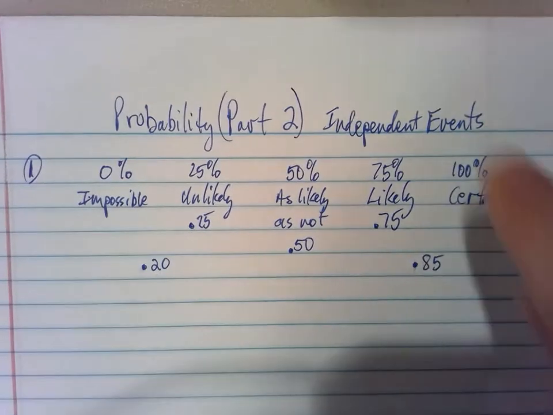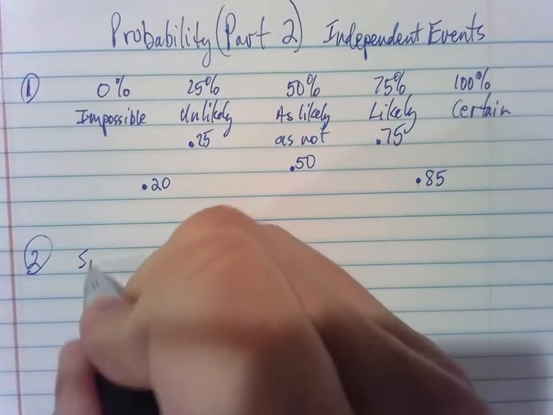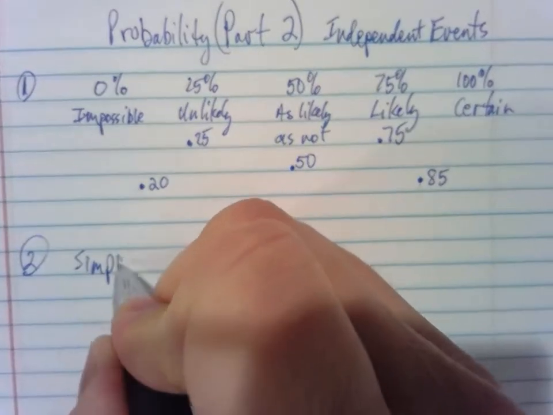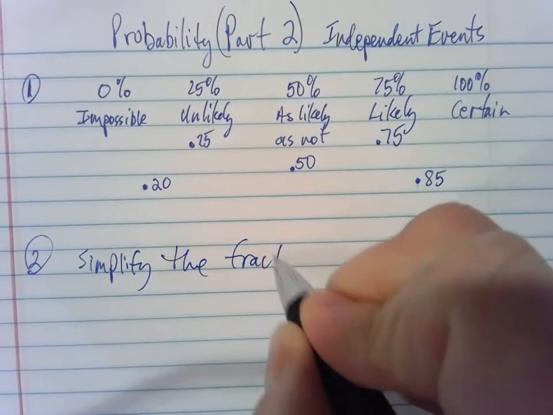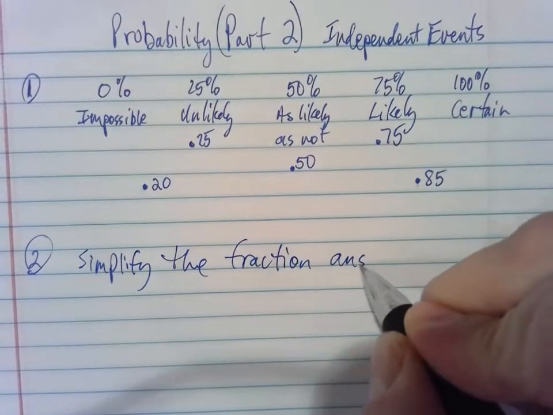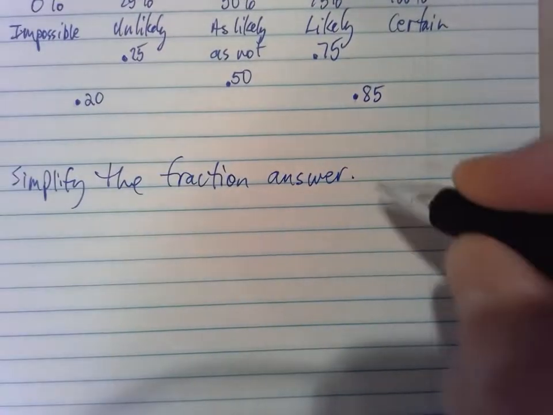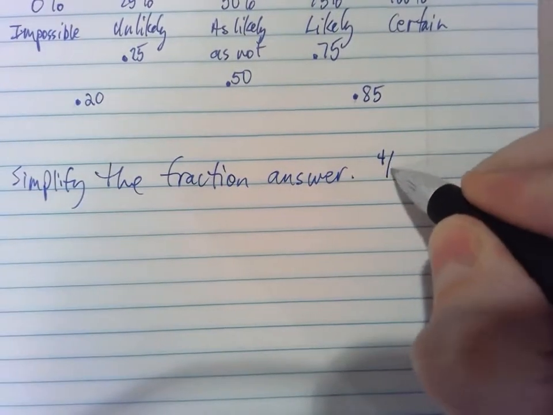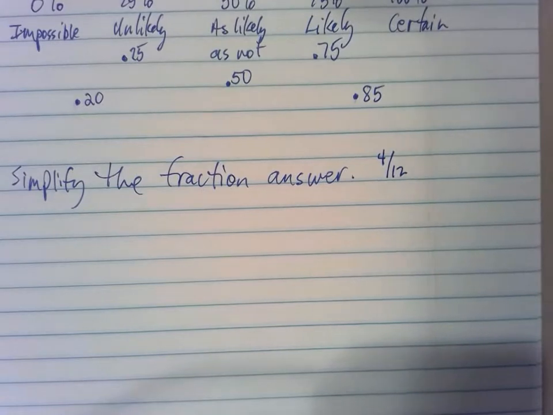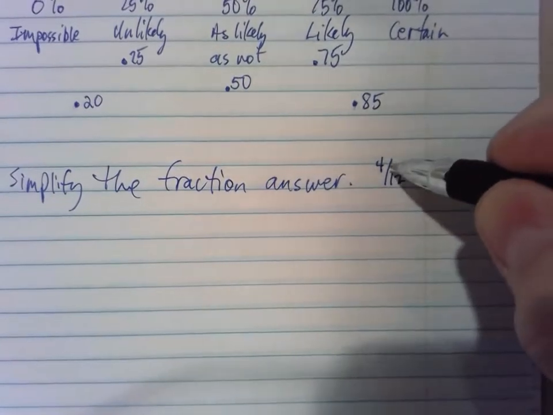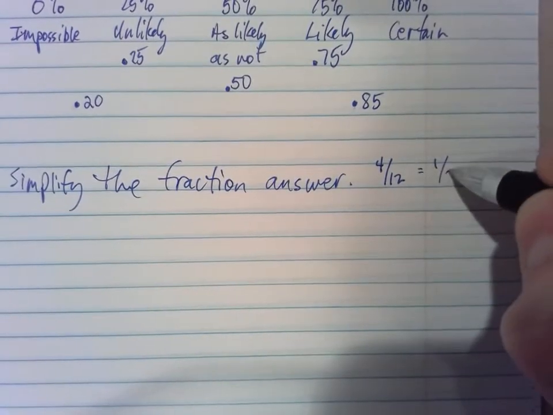Now, when we're talking about independent events, I want to remind you that you need to simplify the fraction answer. So if you type in some fraction, let's say you get an answer that's 4/12, if you type that in, it's going to be wrong, because that can be simplified. Both of those have a common factor of 4, and if you divide them both by 4, you take it down to 1/3.